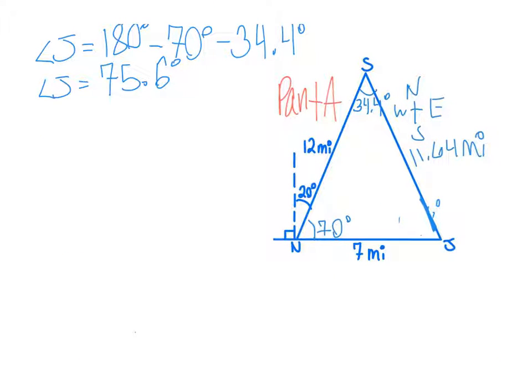Now that we know both angle N and angle S, we can find angle J by subtracting the two angles from 180. This prevents us from mistaking angle J for an obtuse angle. When you subtract 70 and 34.4 from 180, you find that the angle J is 75.6 degrees. Once we have this angle, we've successfully solved the whole triangle and completed part A.